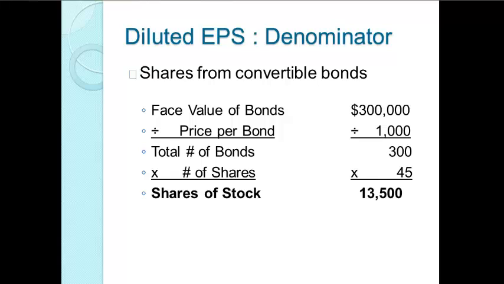Now for the denominator, the shares, we already have the weighted average number of shares from before, the table, and so now we have to calculate the shares from convertible bonds. And here are the calculations for that, and you get the shares of stock to be 13,500.